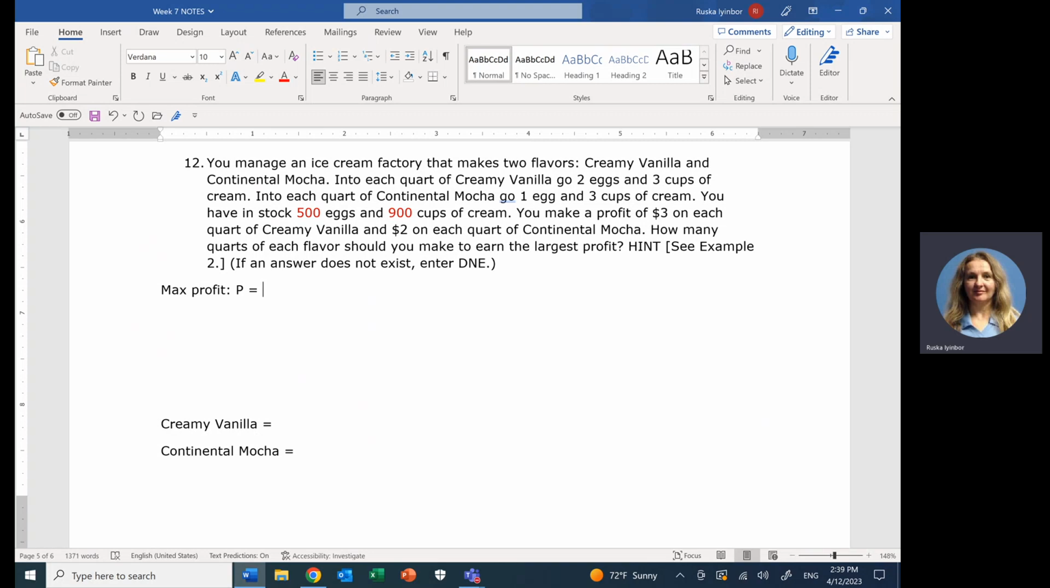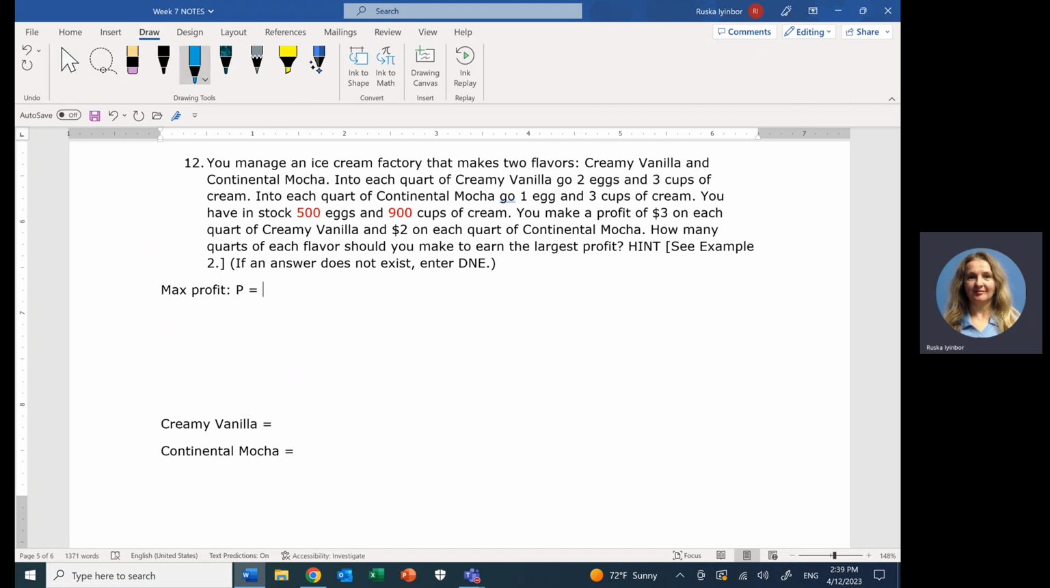So for the maximum profit, we need to set up the profit function. Here first we need to decide what is X, what is Y. So let's say vanilla is X and Y is going to be the mocha flavor. Now each vanilla cup is $3. So it's going to be 3X plus the mocha is 2Y.